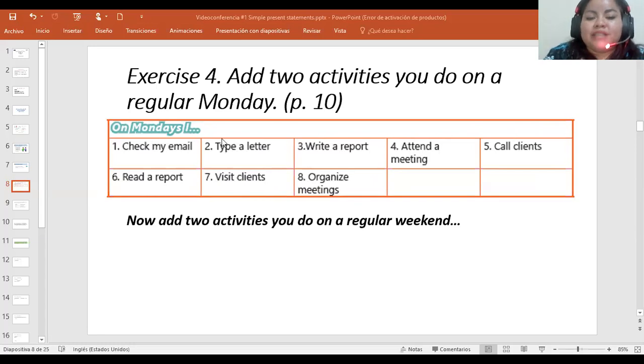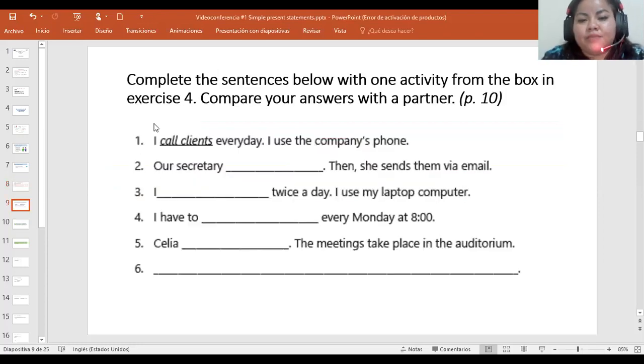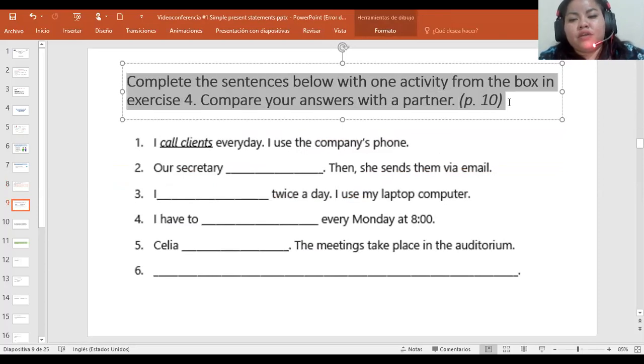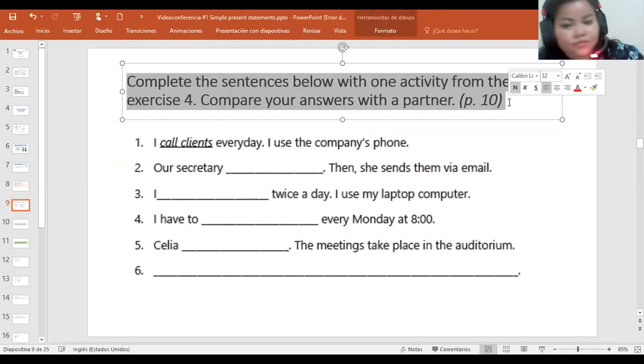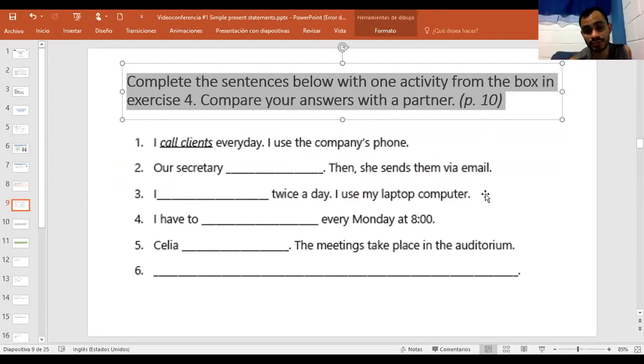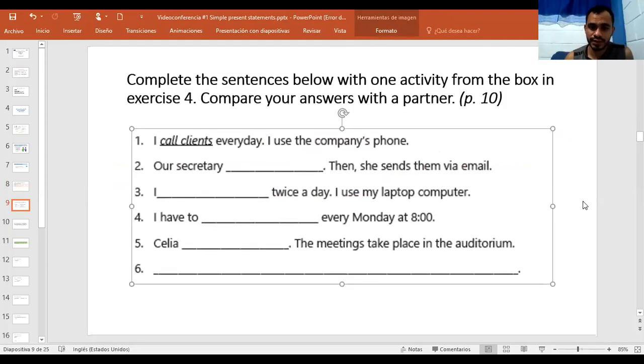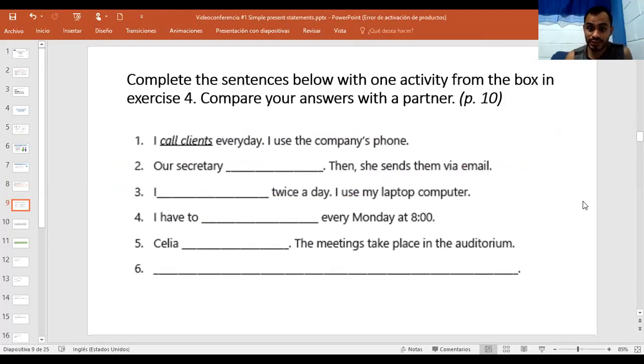So with these activities that we have, we are going to do the next exercise. This is on page 10. It says, Ricardo, can you please read this instruction, Gabriel? Okay. Complete the sentences below with one of the activities from the box in exercise 4. Compare your answers with a partner. Very good. So we're going to compare the answers here with a partner.